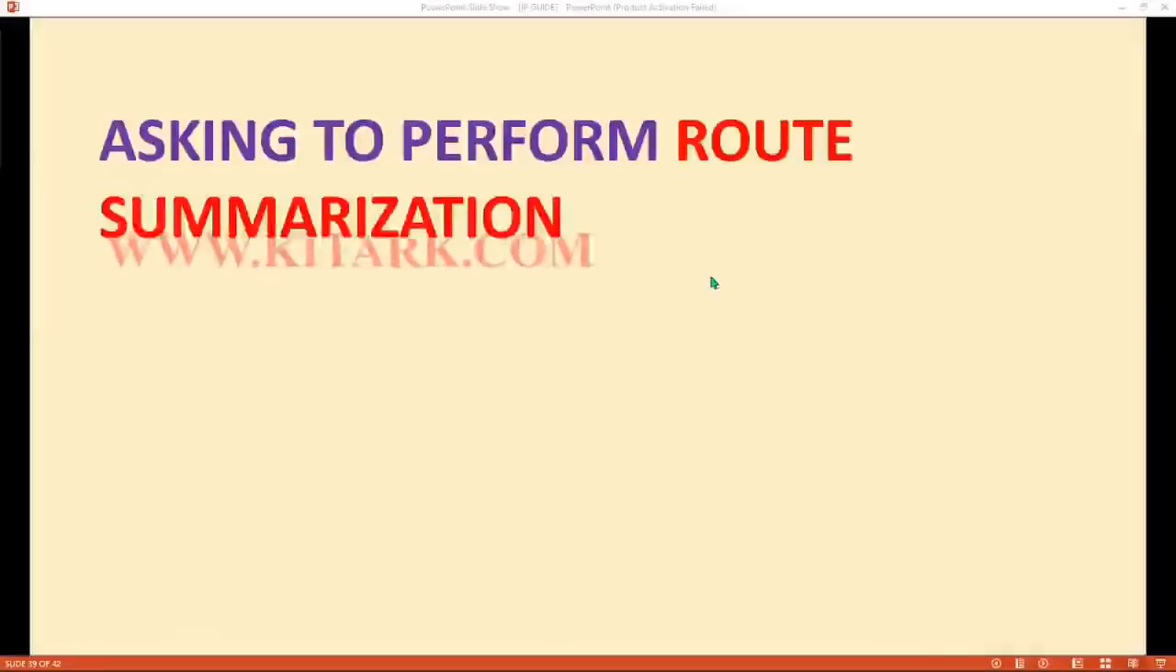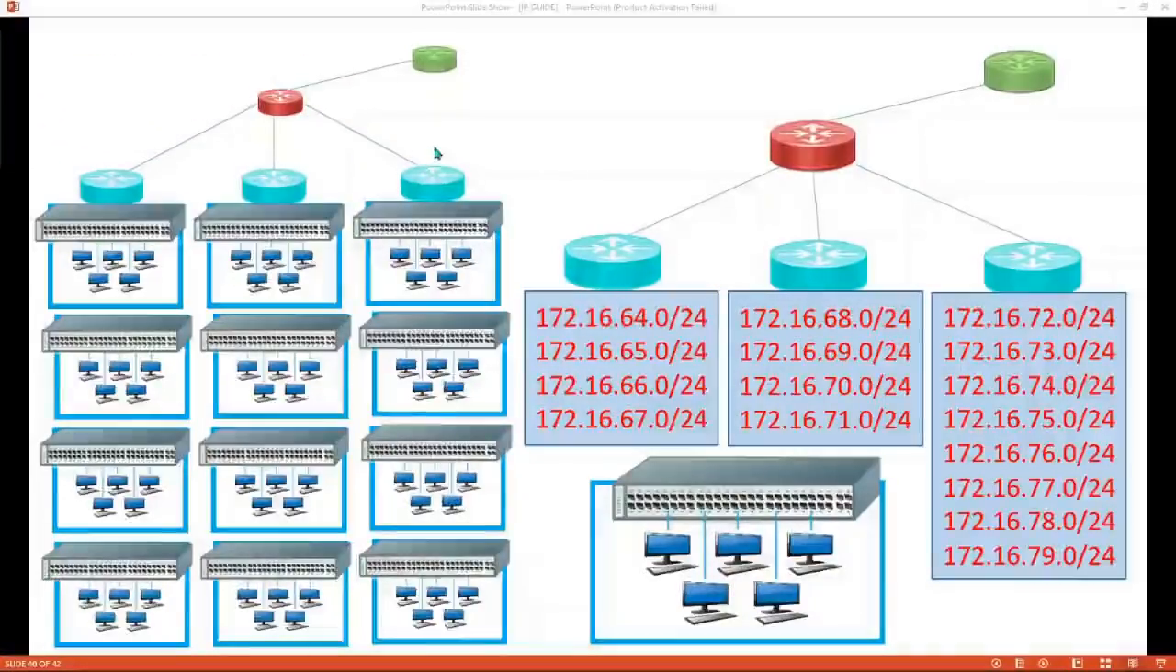So route summarization looks like this. Okay. You can see here I have specified certain routers. By now, let's discuss the colors. Here there's a green color router, a red one and 3 blue color routers. So here, let's say for example, the blue router has certain networks, which are 172.16.64.0/24, 65.0/24, 66.0/24 and 67.0/24.